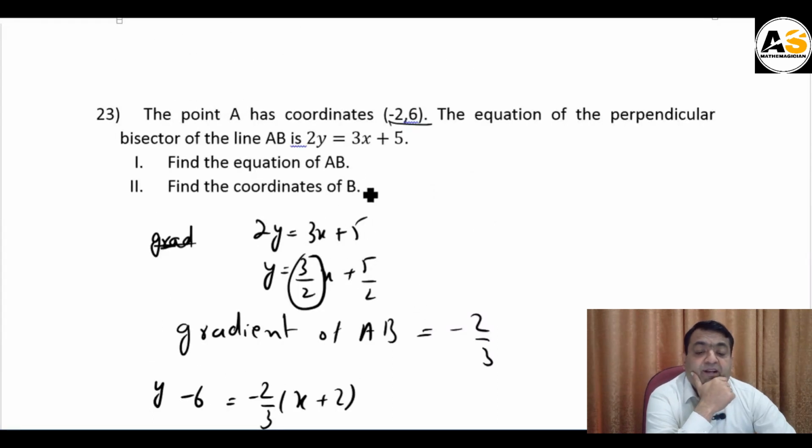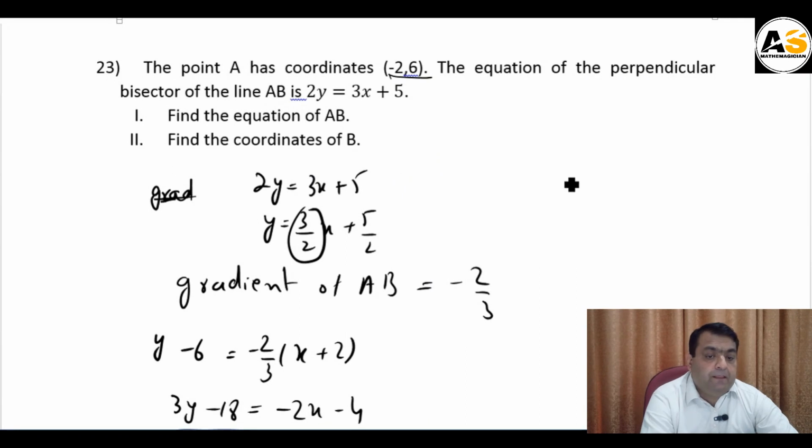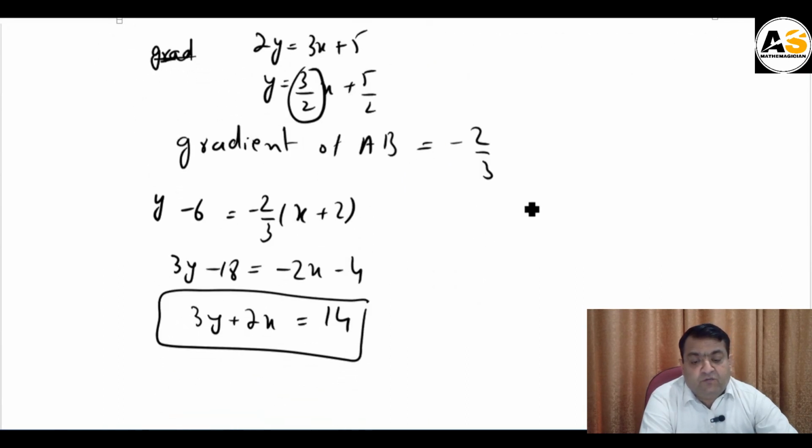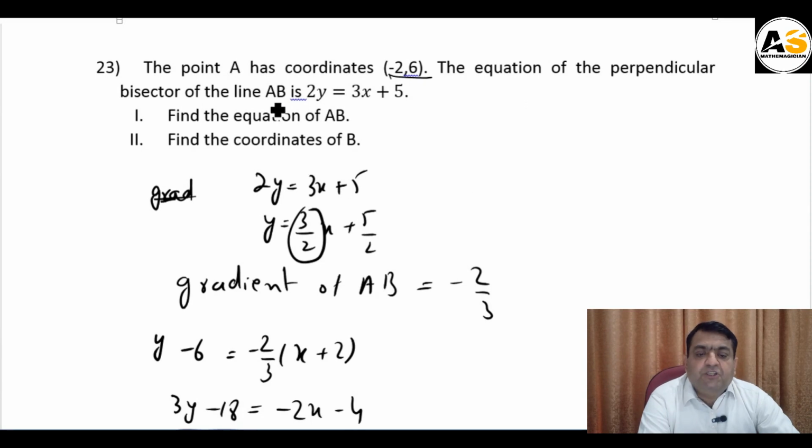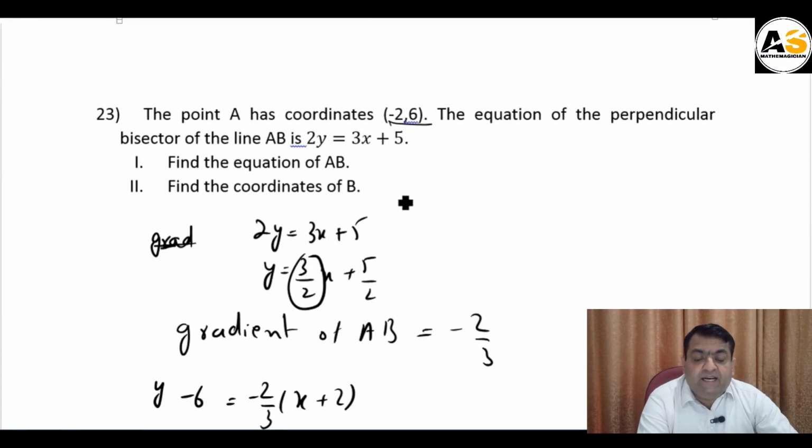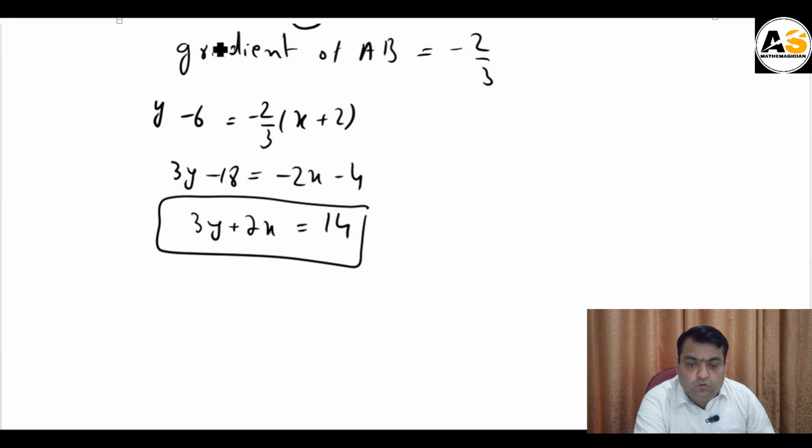Now we have to find the coordinates of B. Dear student, what are the coordinates of A? Minus 2, 6. This is the equation of the perpendicular bisector. The equation of AB is known. We have to find the coordinates of B now. How will we find the coordinates of B? The equation of the perpendicular bisector is 2y is equal to 3x plus 5, so 2y minus 3x is equal to 5.